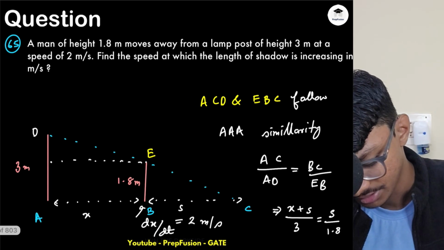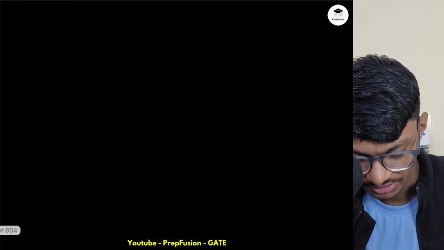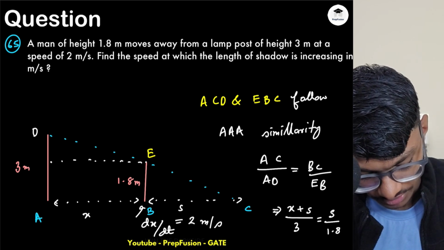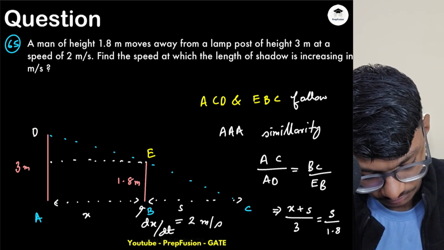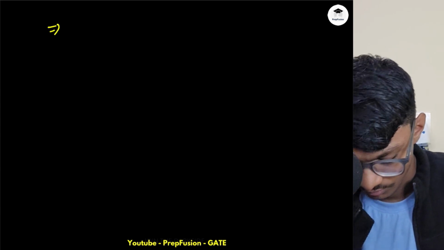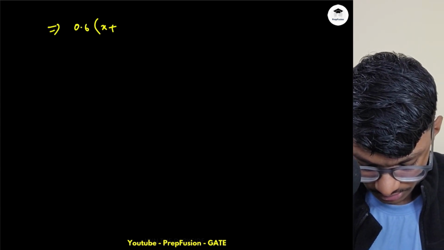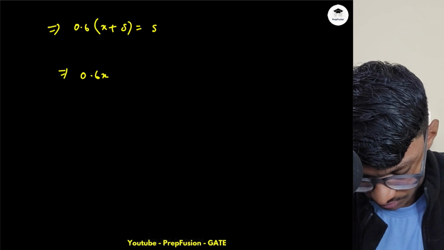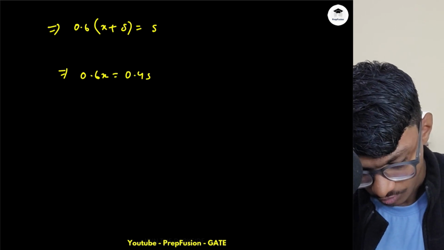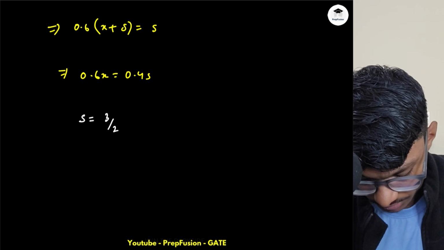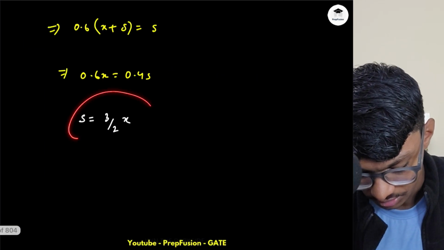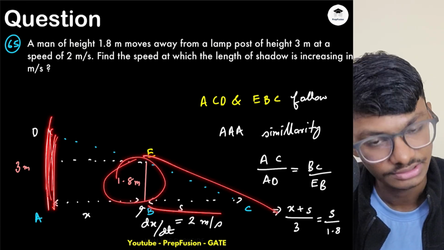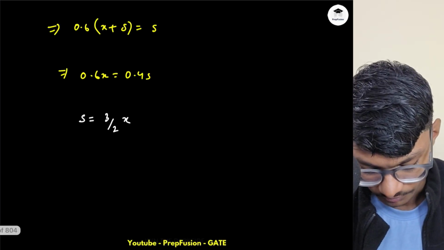Okay, so I'll go to the next page. Now I will divide this by 3, so this will be 0.6. So 0.6 into x plus s equals s. This becomes 0.6 into x equals 0.4 into s. So my s becomes 3 by 2 x. My shadow is larger. Why? Because the lamp post has greater height. If the lamp post has greater height, the shadow will be larger than the height of the man. Okay, not height, the distance.